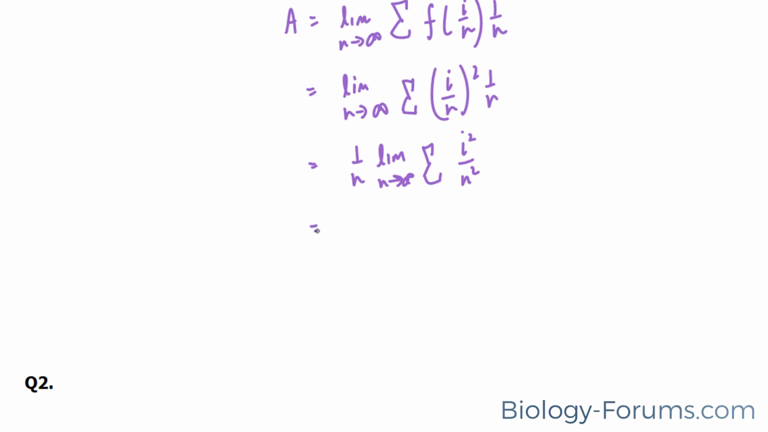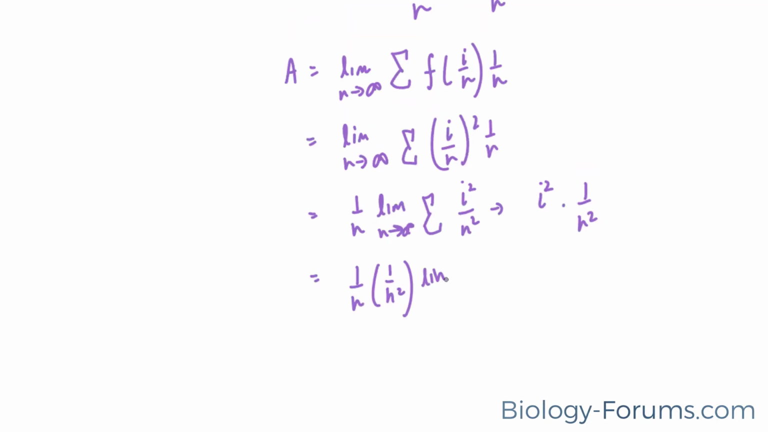Here's what I mean. This can be separated where you have i to the power of 2 times 1 over n to the power of 2. And I can take this 1 over n to the power of 2 and place it outside of the limit. The limit as n approaches infinity for the sum of this function i squared.